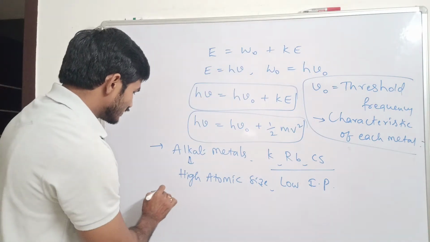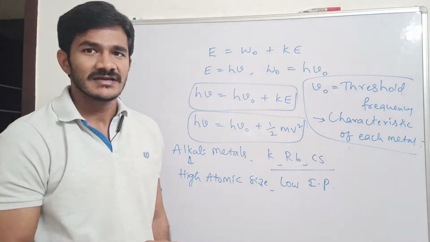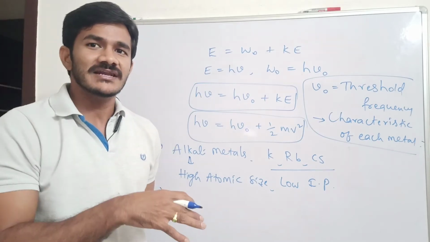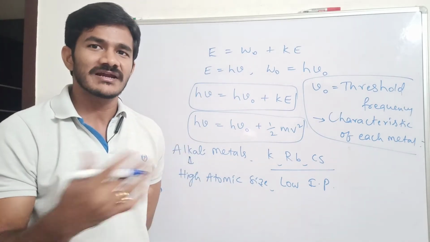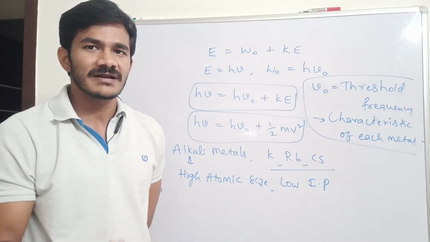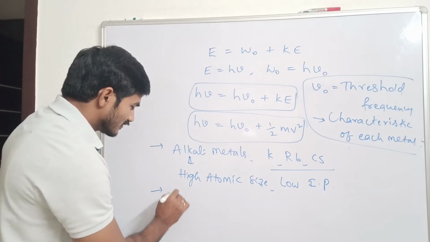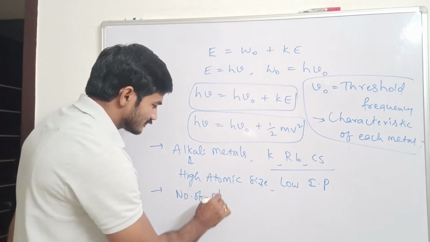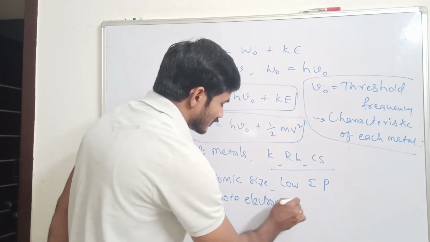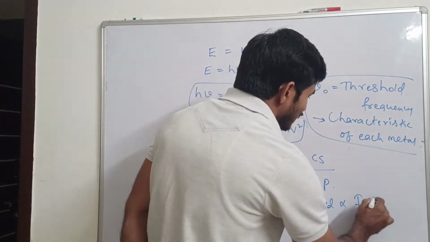Due to this high atomic size and low ionization potential, alkali metals are preferred in the photoelectric effect. Next, the number of electrons ejected from the metallic surface is directly proportional to intensity. If you supply more intense light to the metal, more electrons are ejected. If you supply less intense light, fewer electrons are ejected and less photocurrent is generated. So I can write here: the number of photoelectrons ejected is directly proportional to the intensity of incident light.